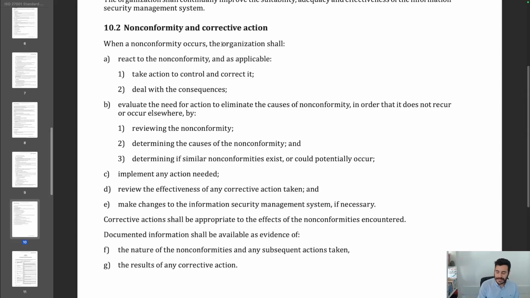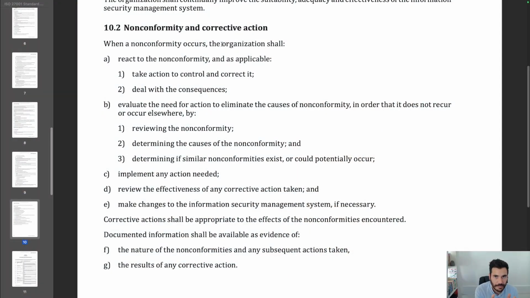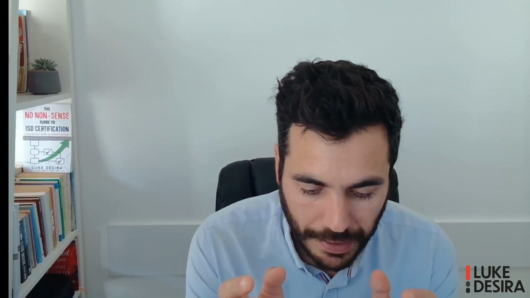So let's take a higher view on this issue, and let me explain in more practical terms what's going on here. When we're speaking about nonconformities, in the case of information security, they are more commonly known as incidents. Let's take the example of an incident, and I know this for a fact, it's a real-life example.